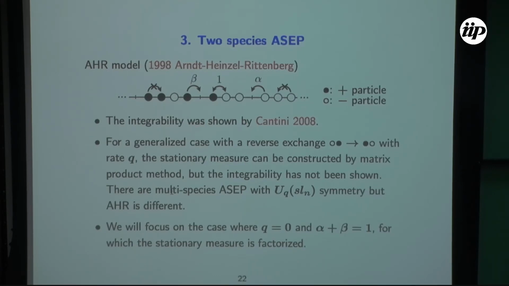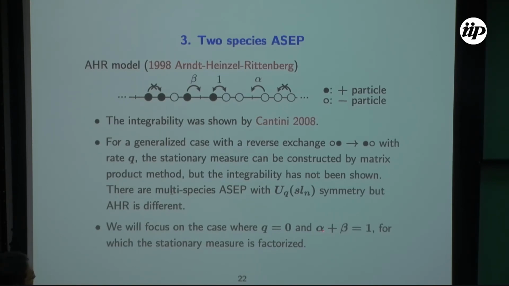In fact, this is known to be integrable, as shown by Cantini about 10 years ago. We could also generalize this model so that the reverse hopping also occurs with rate q. In this case, the stationary measure can be constructed by matrix product, but somehow integrability has not been shown. So if you are good at finding the R matrix for a given model, maybe you can try this as well. For the moment, the case in which we could do analytic calculation has been restricted to the very special case in which this reverse exchange is not allowed. And also, we have to put some condition on the alpha and beta hopping rates.